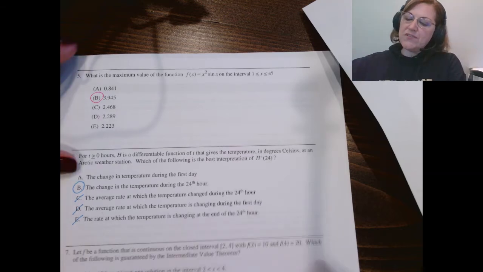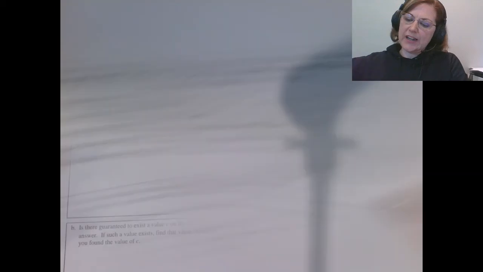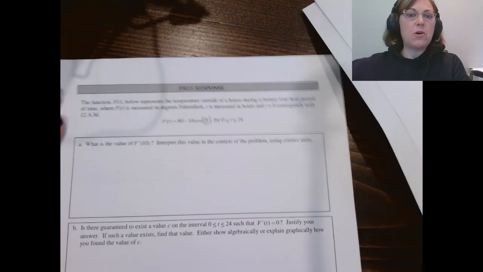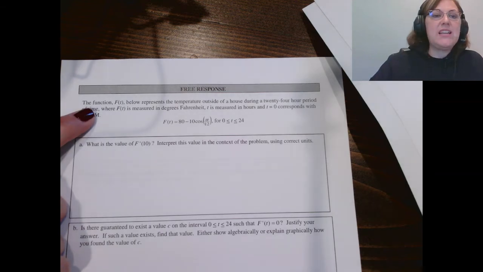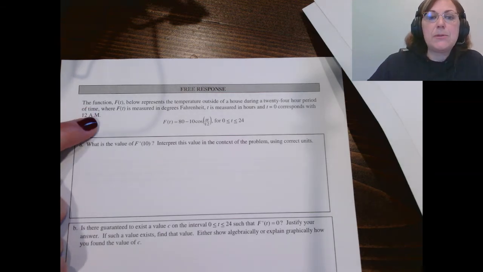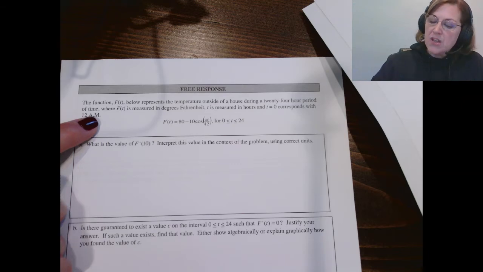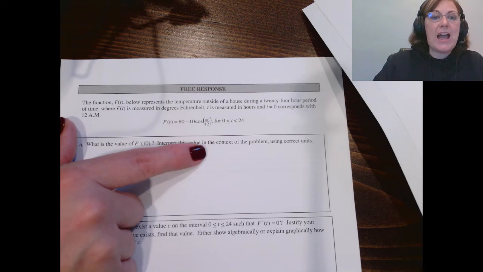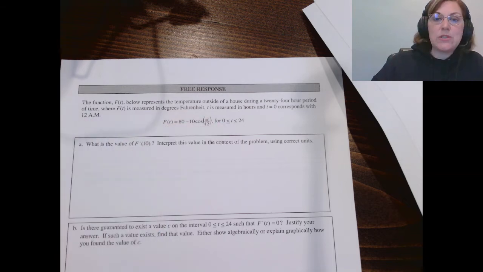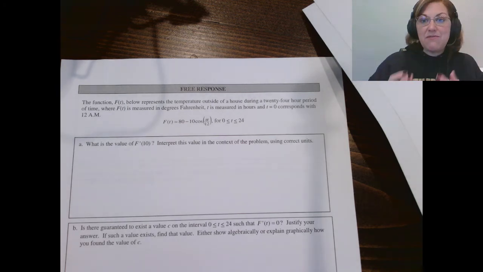Okay, so we've done a few multiple choice. Let's look at a few free response, and I'm only going to do a few of them here. For this one, we are being given F of T represents the temperature outside of a house during a 24-hour time period. F is measured in Fahrenheit and T is measured in hours. Notice that T equals 0 corresponds with 12 a.m., or midnight. So we're being asked, what is the value of F prime of 10?